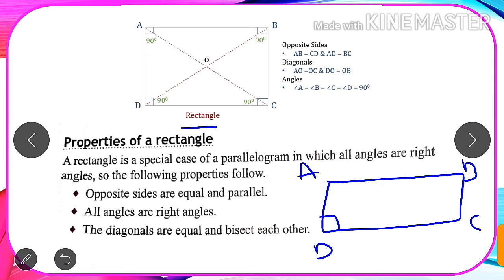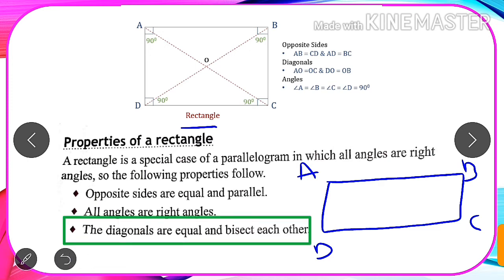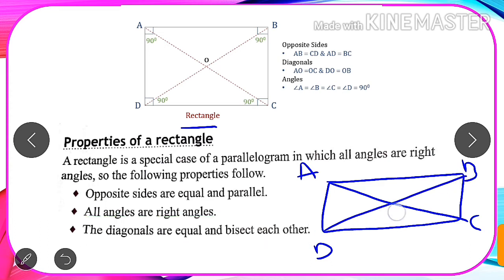Next, we should know that the diagonals are equal and bisect each other. Diagonals: if we join these two opposite vertices, we will get one diagonal, that is AC, and the other diagonal will be DB by joining the vertices D and B. Similarly, we will get an intersecting point, that is O. According to the property of rectangle, AC will be equal to BD, meaning these two diagonals are equal to each other and they bisect each other.